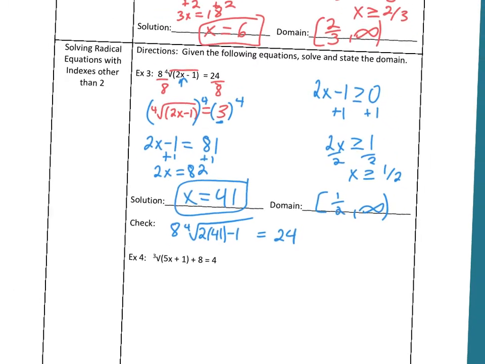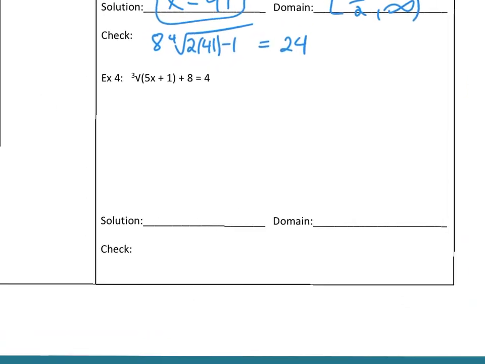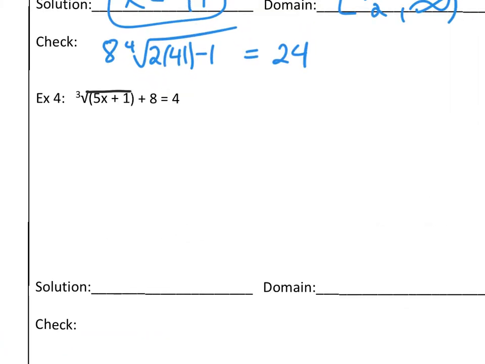All right, go ahead and do example 4. All right, is this odd or even? Odd, because it's a third root, right? And 3 is odd. My index is 3. What would the domain be? Yep, negative infinity to infinity, always for an odd root, okay? If your index is odd, you don't have to do any work. It's just automatically that.